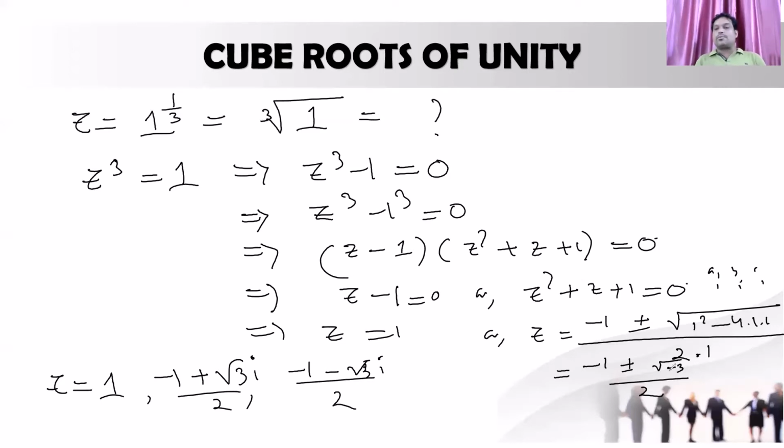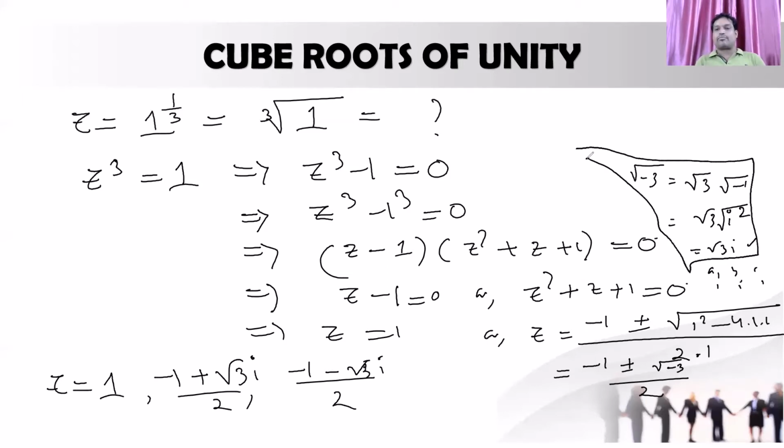Where did we get i? The root over minus 3. What is the meaning of root over minus 3? Root 3 into root over minus 1, root 3 into i, that is root 3i. So the values of z, the cube roots of 1, are 1, minus 1 plus root 3i by 2, and minus 1 minus root 3i by 2. So here we get 1 real number and 2 imaginary numbers. So this is the introduction to cube roots of unity.